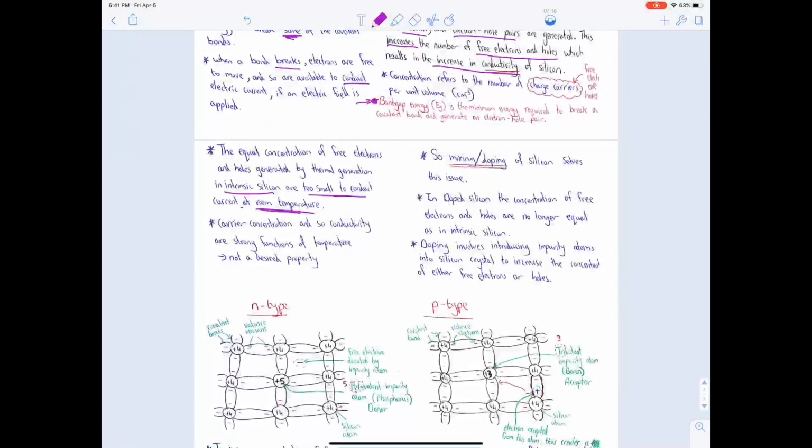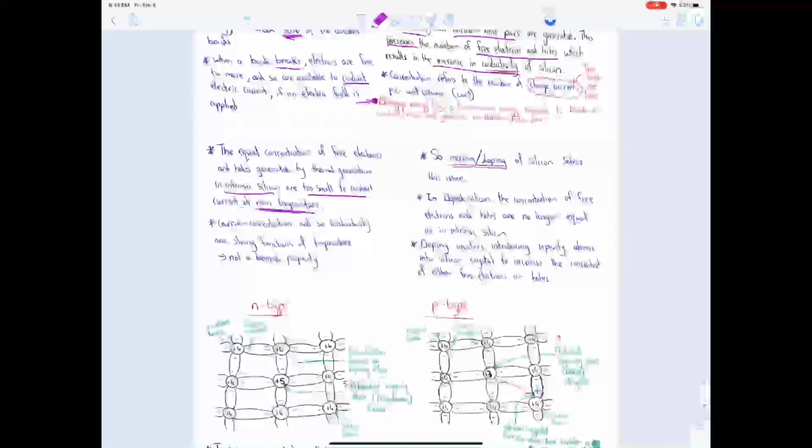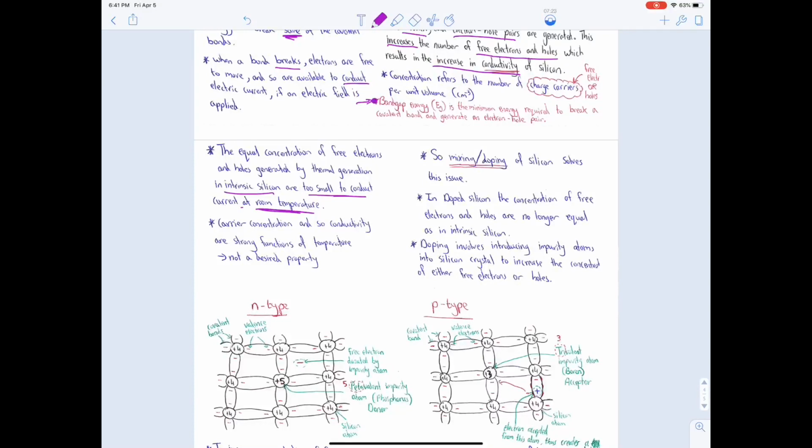Because we said at room temperature only some of the covalent bonds are broken, so only a few electrons are free to move, which are available to conduct electric current. Okay, carrier concentration and so the conductivity are strong functions of temperature. That's true. Why? Because we said as temperature increases, more covalent bonds are broken. When more covalent bonds are broken, then we have more electrons that are free to move.